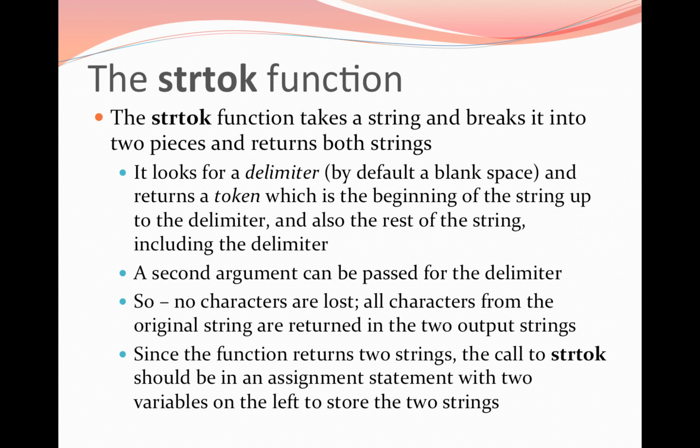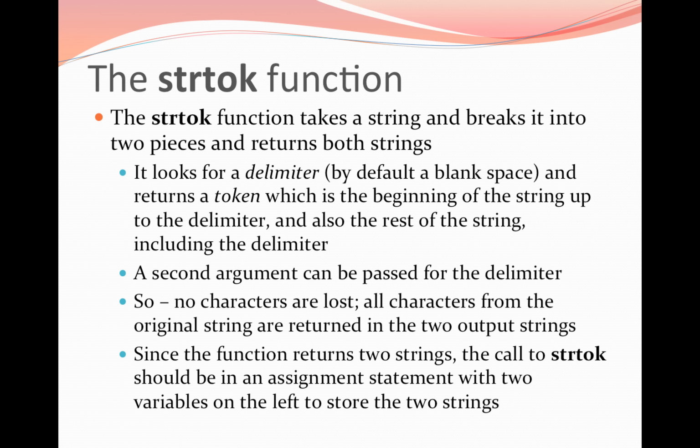The string token function, strtok, basically takes one string and breaks it into two separate substrings. That's all it does. It just takes one string, breaks it into two strings. All of the characters are there in either of the two strings that it returns. What it does is it looks for a delimiter, and by default the delimiter is a blank space, and it returns what's called a token, which is the beginning of the string up to the delimiter, and then also the rest of the string, including the delimiter.